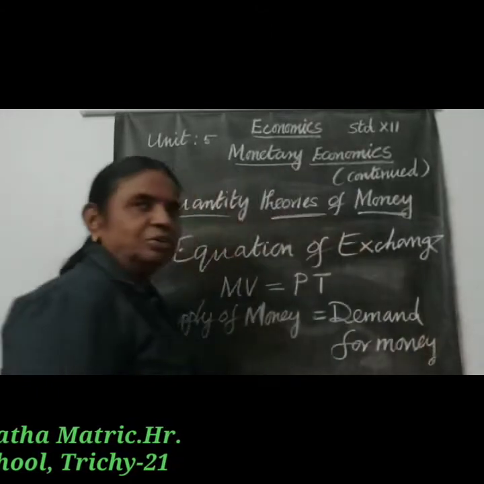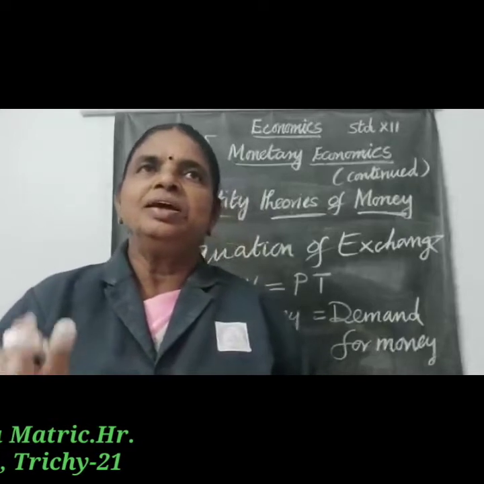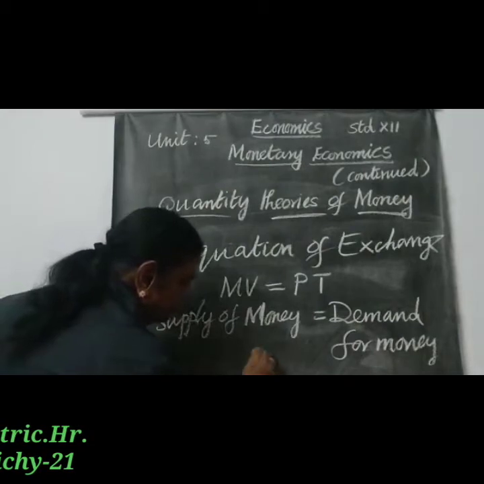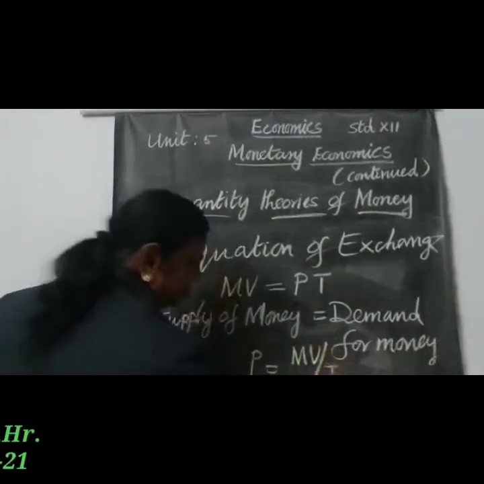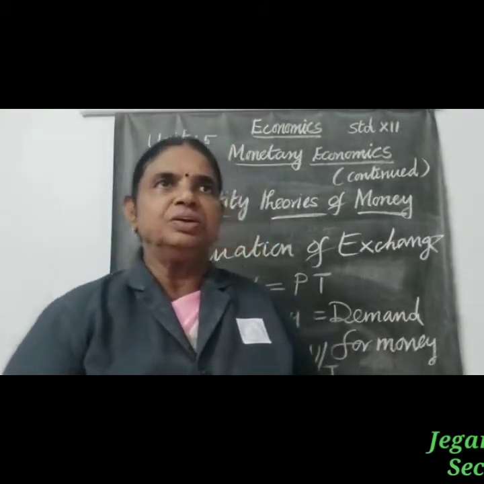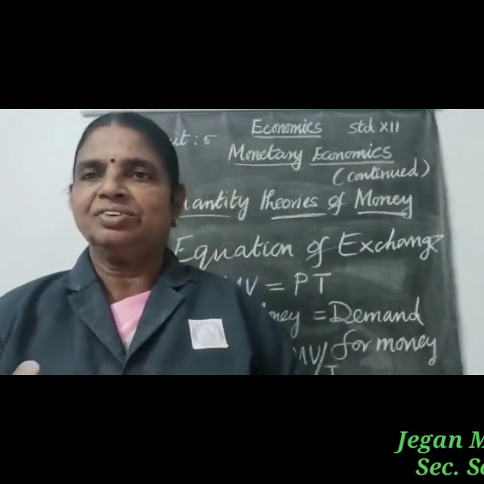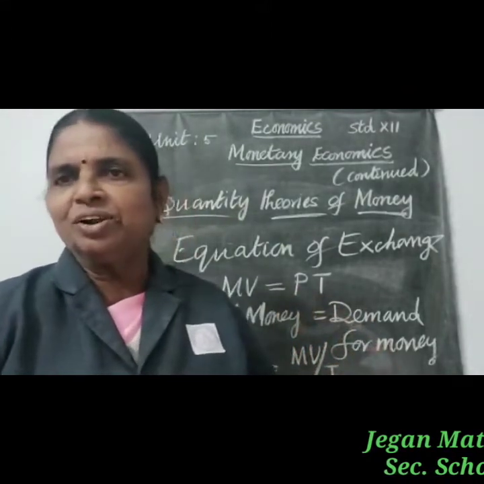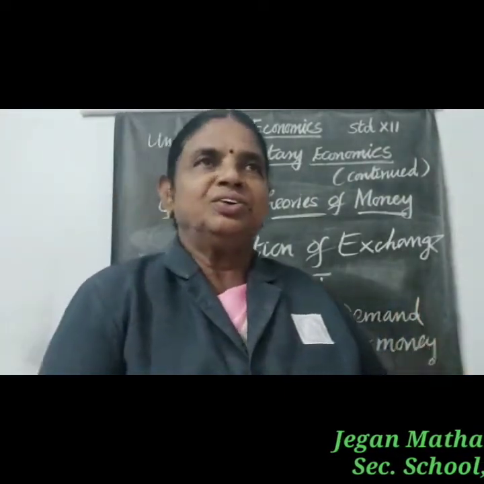So MV equal to PT, and it is expressed as P equal to MV divided by T. That is the formula given by Irving Fisher. The equation is referred to as the cash transaction equation. It deals with only currencies, so that is why it is known as the cash transaction equation.